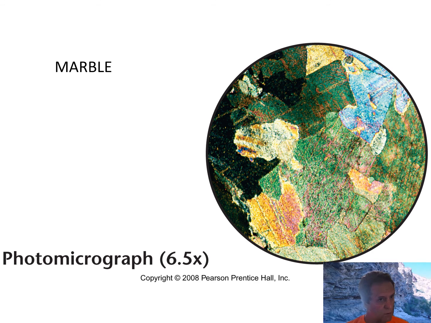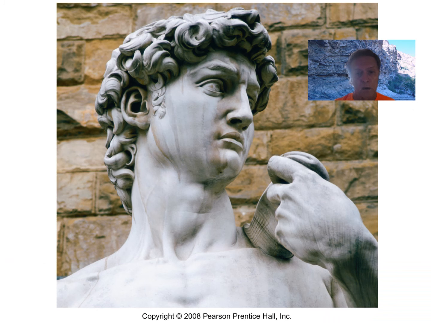Marble, of course, is useful to us as a building stone. We use it in decks, we use it in buildings. We also use it in art, of course. This is the famous statue of David by Michelangelo. Actually, it's a replica of the statue that stands outside a building in the city of Florence, Italy.